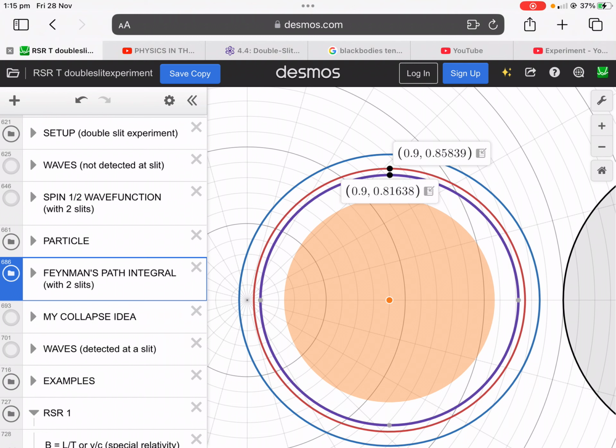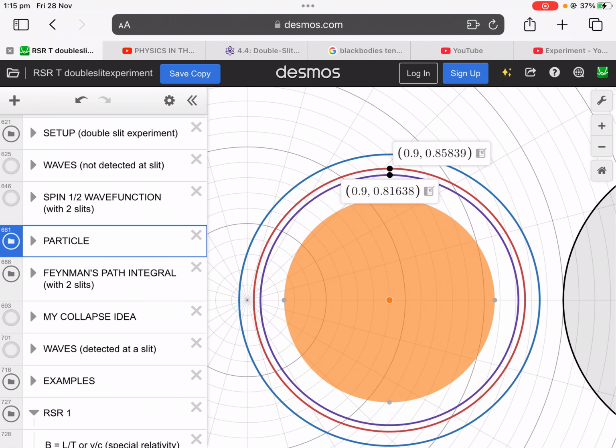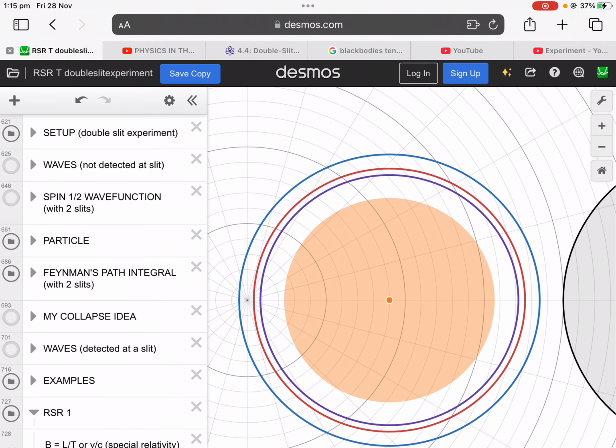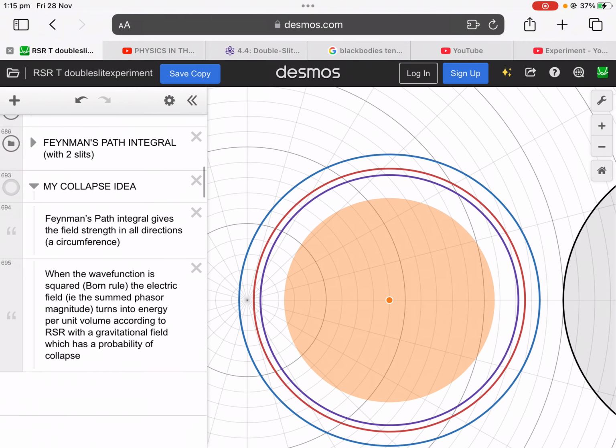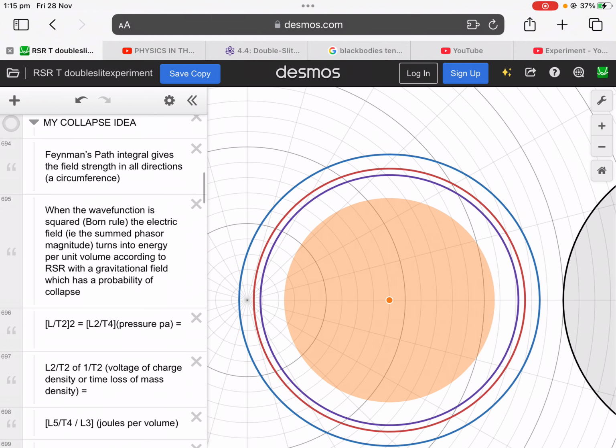And what is that? Well, now here we go. Feynman's path integral gives the field strength in all directions, which is a circumference. And then when the wave function is squared, that's the Born rule. The electric field, which is the summed phasor magnitude, turns into energy per unit volume according to the relativistic slide rule, with a gravitational field which has a probability of collapse.